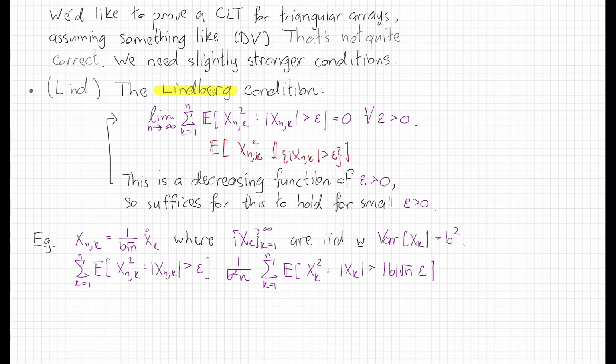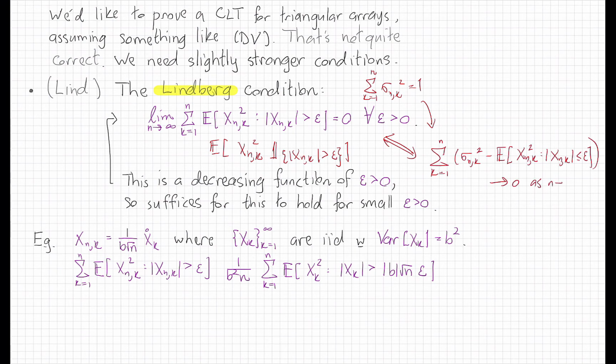To understand a little better what this says, notice that because of our assumption that the sum of sigma_nk squared is equal to 1, the Lindeberg condition is actually equivalent to the condition that this sum tends to 0 as n goes to infinity. And that shows more clearly that this says that all of the terms are small and no term dominates the sum. For any epsilon, these cutoff variances are so close to the true variances across the board that the sum of them converges to 0.